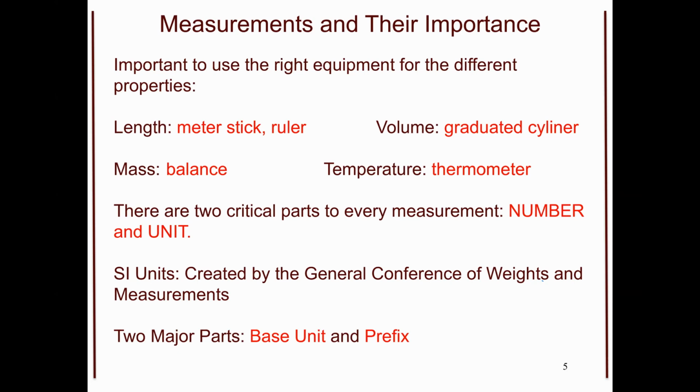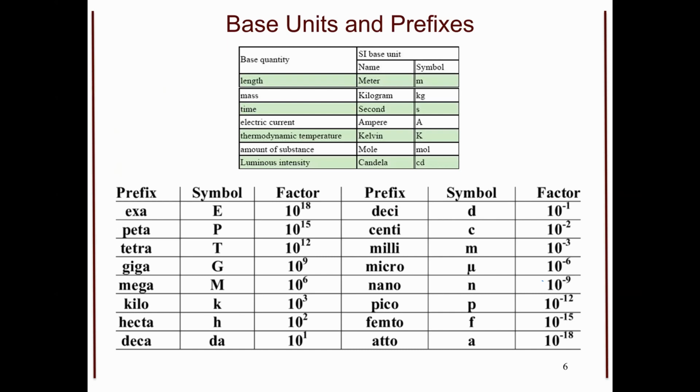So as you can see, we had to come up with a standard, and that is the SI units. This is created by the General Conference of Weights and Measures. These are the international standards, and the ones that we are going to use predominantly as our basis set. For all SI units, we are going to have 2 major parts: the base unit, what we are studying, and the prefix. The prefix is going to tell us the size of that.